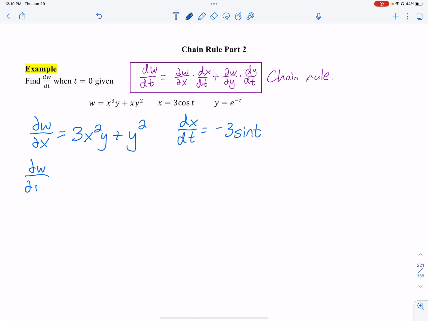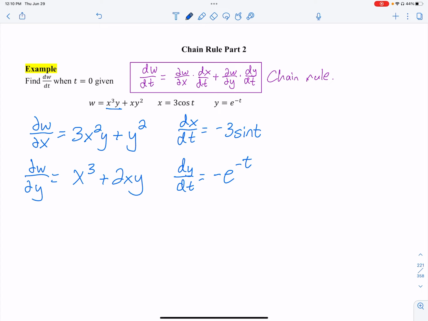dW/dy. Right? We have x cubed times y. That's going to be just x cubed, and then plus 2xy. And then we need dy/dt, normal derivative, and that's just going to be negative e to the negative t.